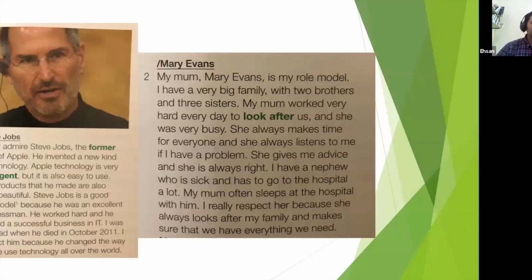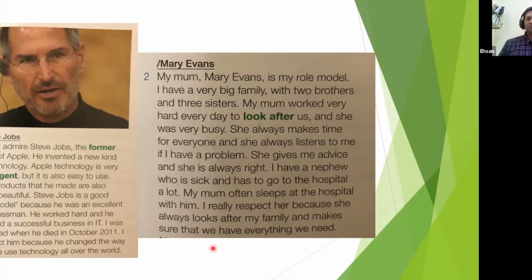In order to have a better view of the text, I have tried to zoom to enlarge the text. So the text about Steve Jobs, which is on the left here, and there is also under this text in the book on the page, there is the text about Mary Evans.